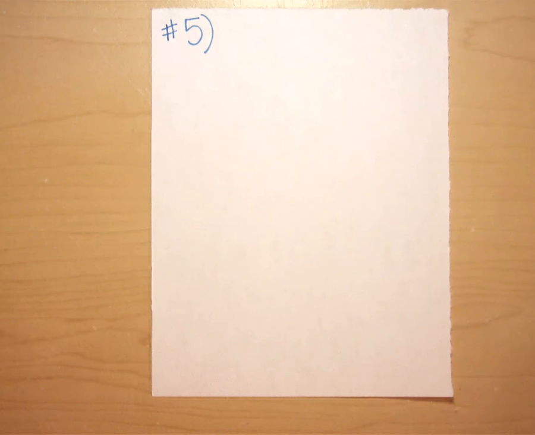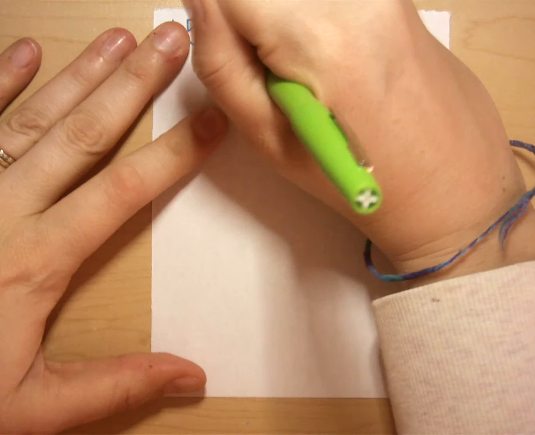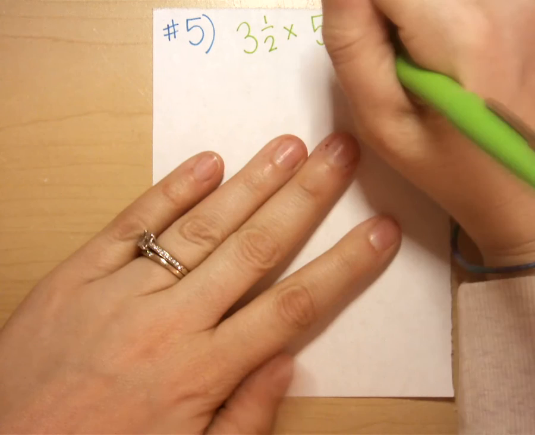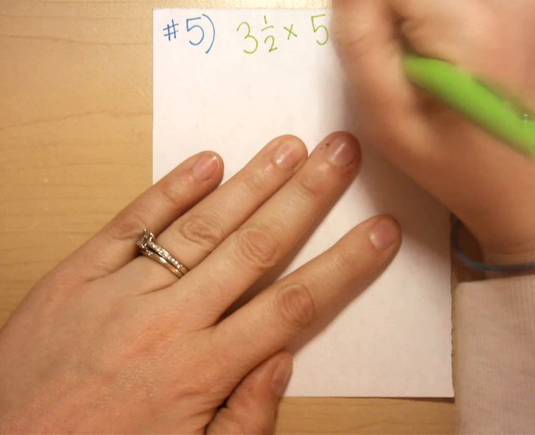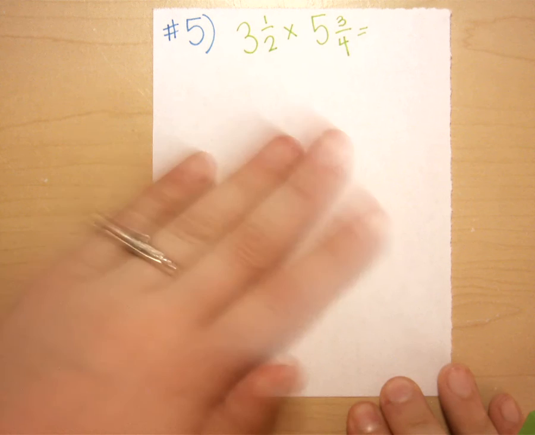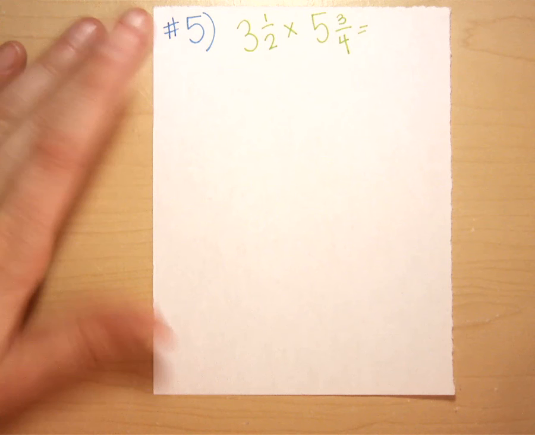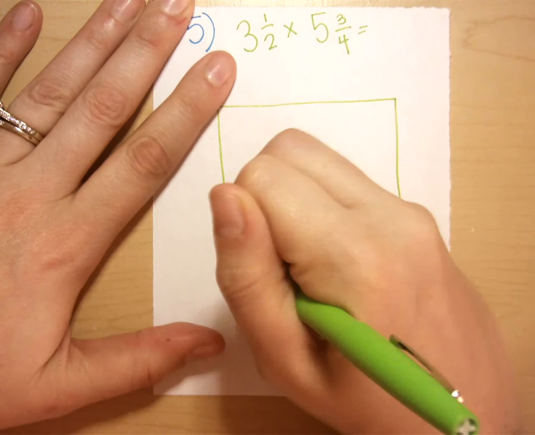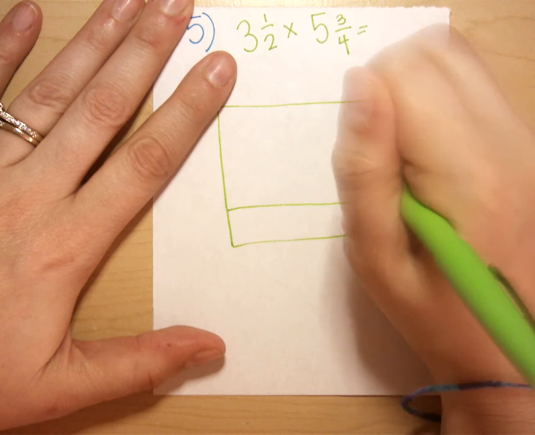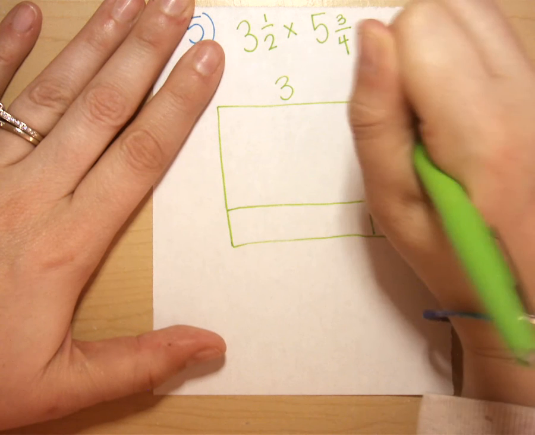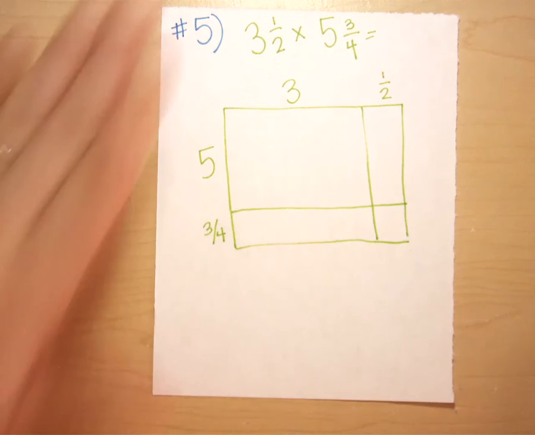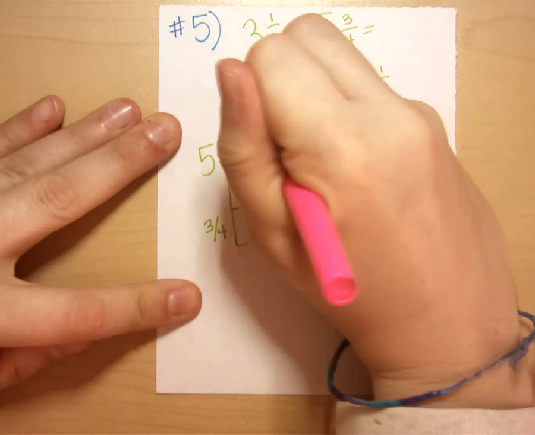Number 5. Mr. King bought a carpet for his dining room that measured 3.5 yards by 5 3/4 of a yard. How much carpet did Mr. King buy? So we have a mixed number times a mixed number, so we're going to use our array. So I'd have 3.5 times 5 3/4. So 5 times 3 is 15.